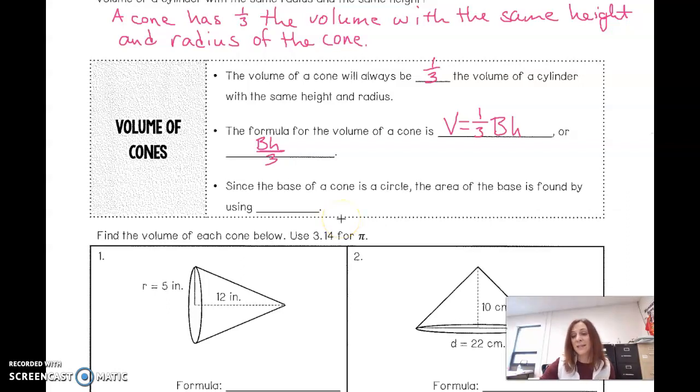Since the base of a cone is a circle, always, that's what makes it a cone, the area of the base is found using pi times the radius squared.